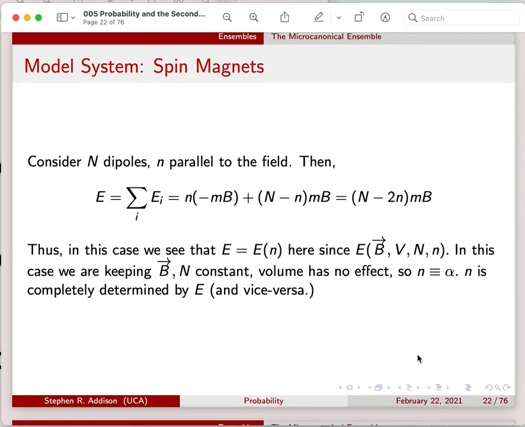So what we'll do is take N total dipoles, and we'll let n of them be parallel to the field. Then we can write a simple expression for the total energy, and you can see that E has to be a function of n. So the energy is a function of the field B, volume V, and both the total number of particles and the number parallel to the field. We're keeping the field constant, and we'll keep big N constant. So in this case, the alpha variable is n, and it's completely determined by the energy.